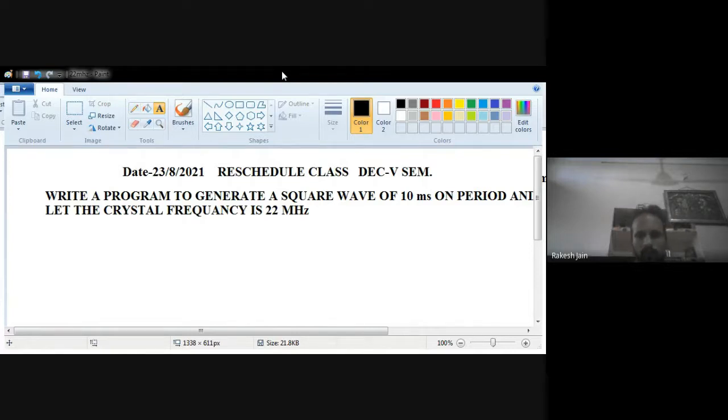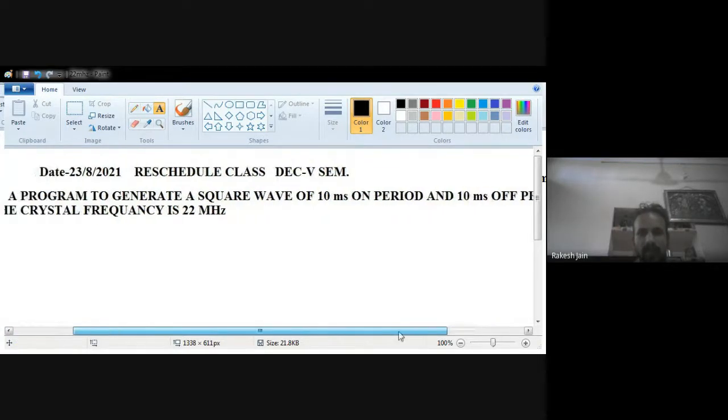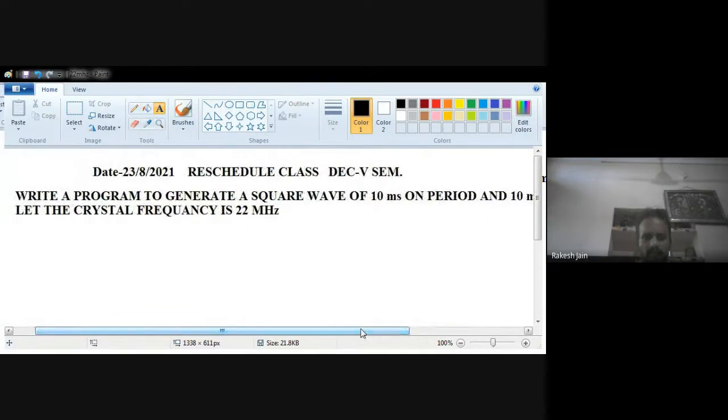Let's suppose my question is: write a program to generate a square wave with an on period of 10 millisecond and 10 millisecond off period. And if the crystal frequency is not given, then which crystal frequency should you select? You should select a crystal frequency of 11.0592 megahertz. But here 22 megahertz, a specific crystal frequency, is given. That's why you have to use the same crystal frequency which is given.